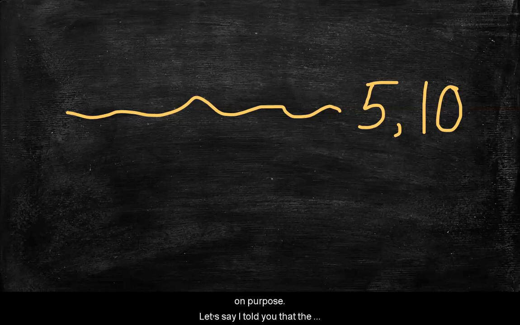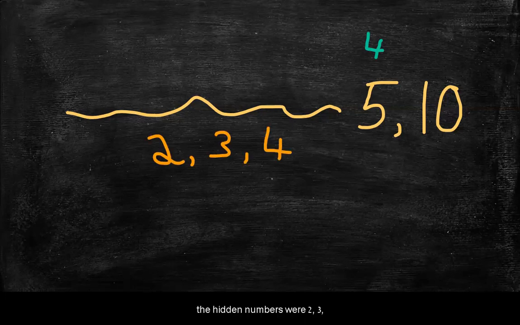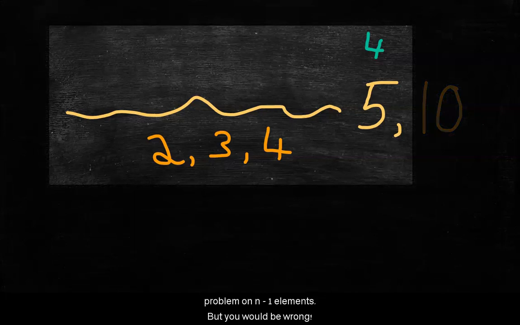Let's say I told you that the longest increasing subsequence ending in 5 had length 4, because, for example, the hidden numbers were 2, 3, and 4, which together with 5 makes a subsequence 4 numbers long. Now, it just so happens that we can add the 10 to this subsequence, and it gets 1 number longer. So you might think that we could solve the whole problem on all n elements by first solving the problem on n minus 1 elements. But you would be wrong.